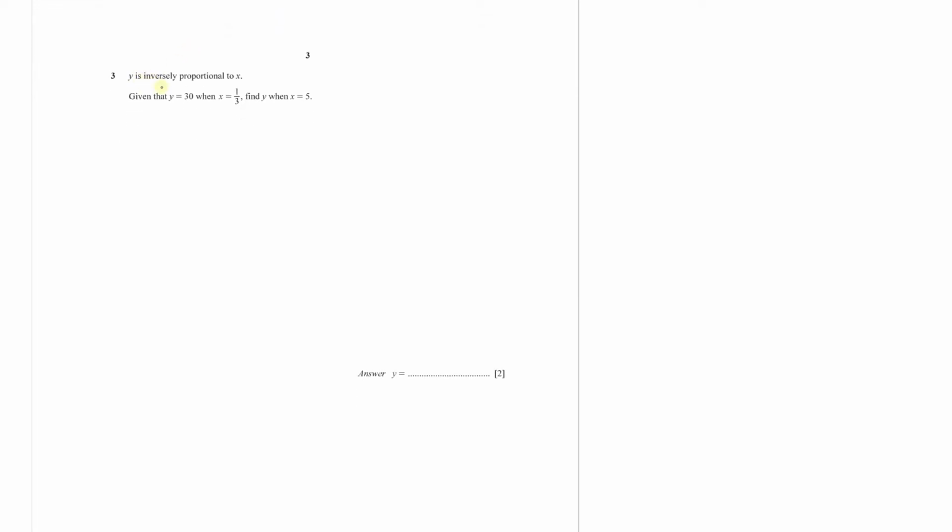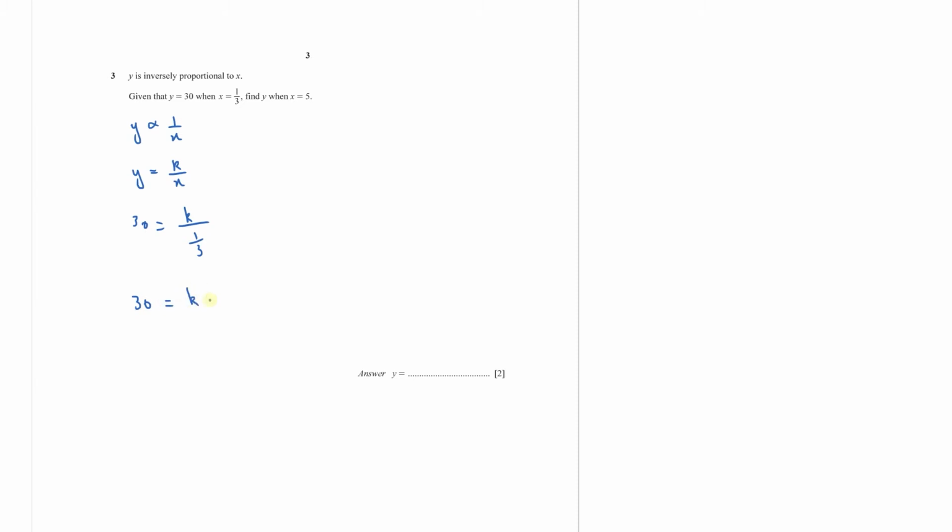Question number 3: y is inversely proportional to x. So y equals some constant k over x. Given that y equals 30 when x equals 1 over 3, find y when x equals 5. So let's first use these two values to find the value of k. So y is 30 when x is 1 over 3. So k over 1 over 3.